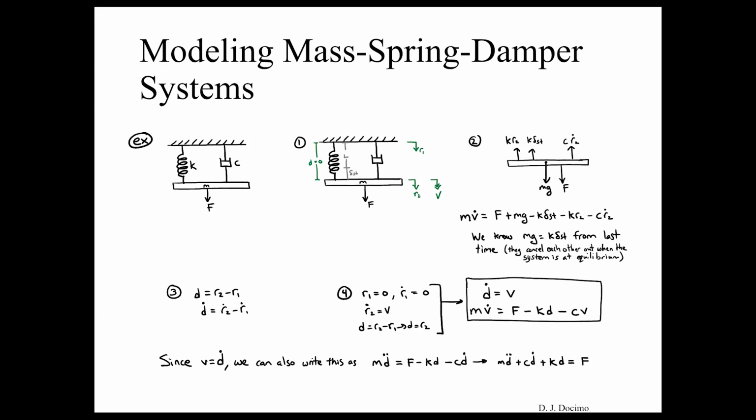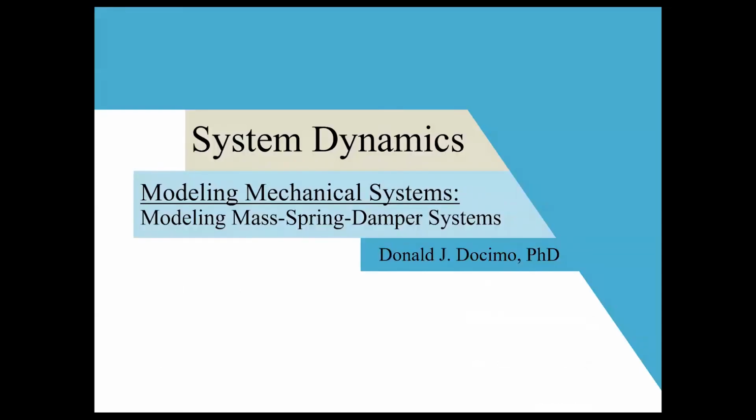And since V is equal to D dot, we can also write this as M D double dot is equal to F minus K times D minus C times D dot, or shift all these terms to the left-hand side of the equation to get a different representation for the system that's equivalent to it. And that is how you model mass spring damper systems.